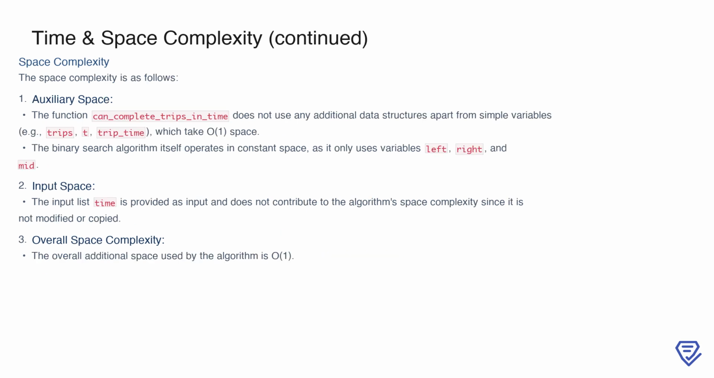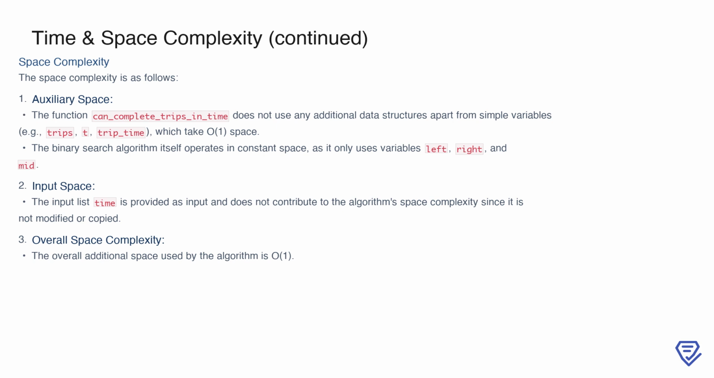Now, let's examine the space complexity of the algorithm. The function can_complete_trips_n_time does not rely on additional data structures. It uses a few simple variables like trips, t, and trip_time, all of which take constant space, or O(1). Similarly, the binary search process itself operates using only variables such as left, right, and mid, which also require constant space. Additionally, the input list time is read-only and is not modified or copied during the execution of the algorithm, so it does not contribute to the additional space usage.